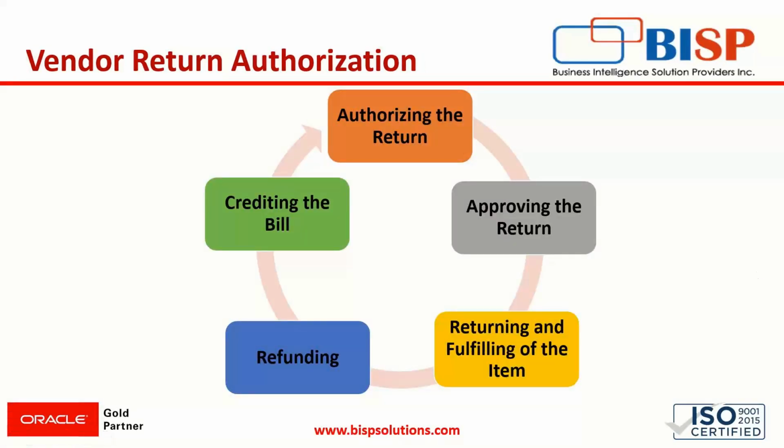Moving towards the vendor return authorization process. The first step in this process is that we have to authorize the return. We have to initiate the VRA process by authorizing the return. When the return is authorized, it is approved. Then after approval, the returning and the fulfillment of the item is done. And when the fulfillment is processed, the refunding of the item is done. Moving further, the last step in the vendor return authorization process is, after refunding, crediting the bill. So these are the steps in the vendor return authorization process.